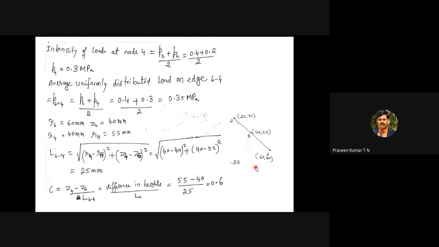If you slightly change the formula from mathematics, x2 minus x1 the whole square plus y2 minus y1 the whole square, when you come to the axisymmetric problem it will be r4 minus r6 the whole square. Whether you take r6 minus r4 or not, because of the square you get the same value, and similarly z4 minus z6 the whole square. That is nothing but xj minus xi the whole square plus yj minus yi the whole square. So finally we get the edge length. The length of edge 6 4 is 25 mm.